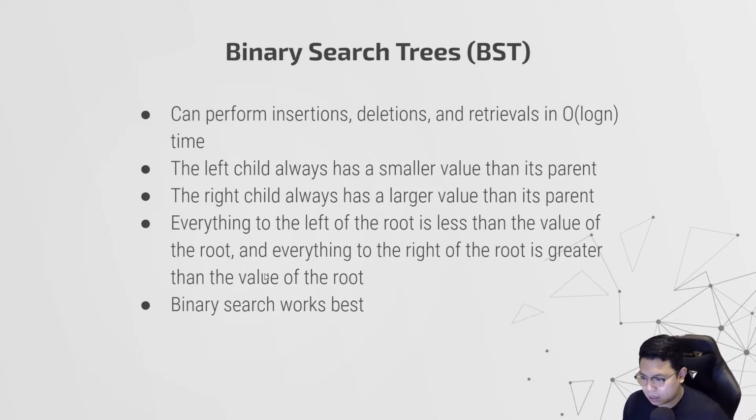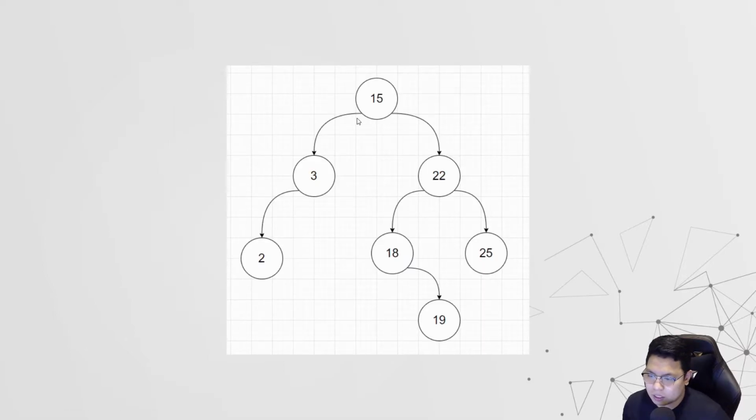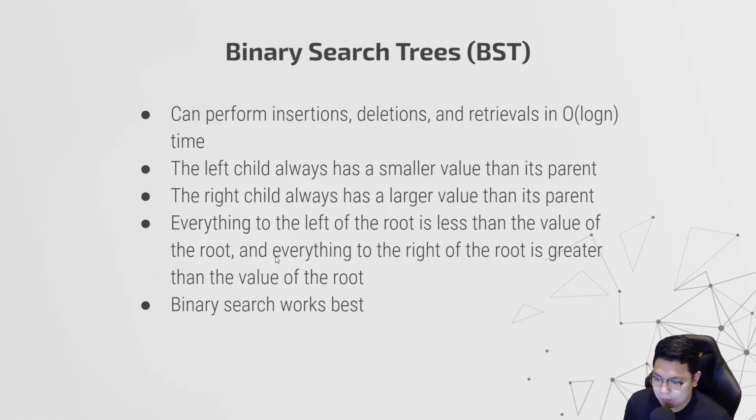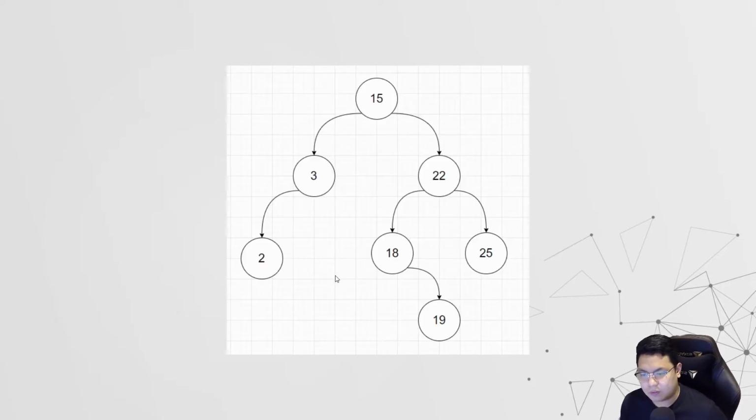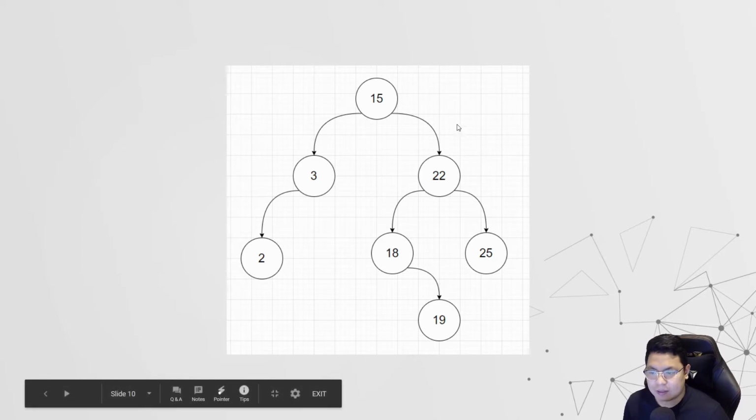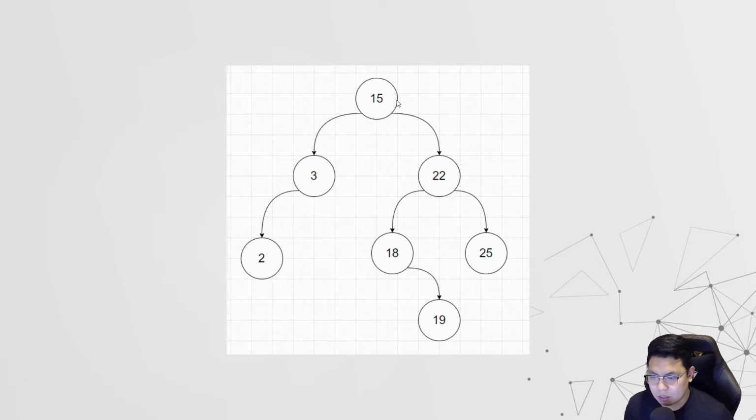So let's go back. Everything to the left of the root is less than the value of the root. Here, let's take a look at the left half of the root. 3, 2, they are both smaller than 15. And everything to the right of the root is greater than the value of the root. Everything from the right of the root is greater than the value of this root. So here, this is a perfectly built binary search tree.